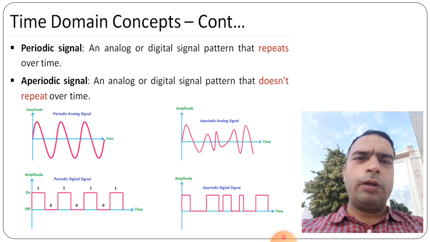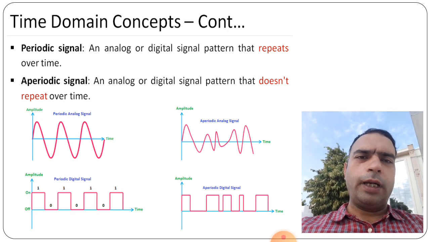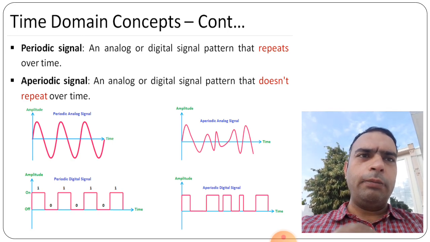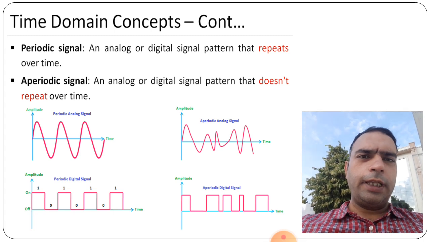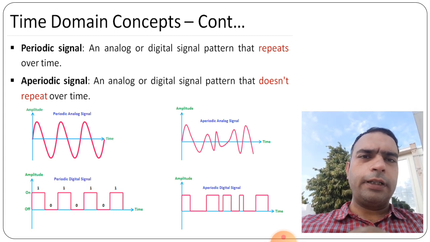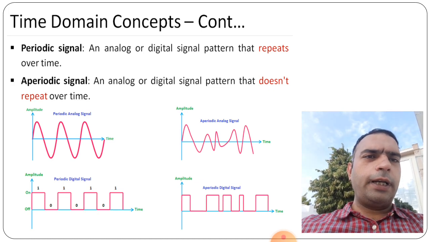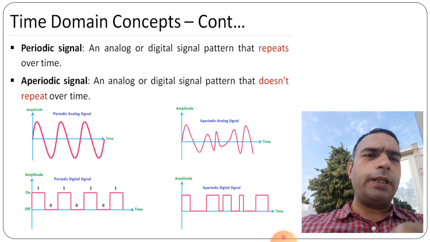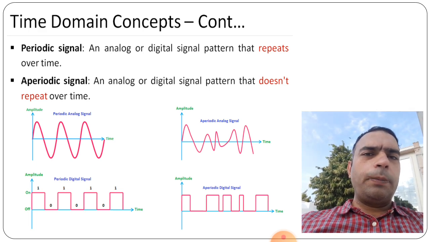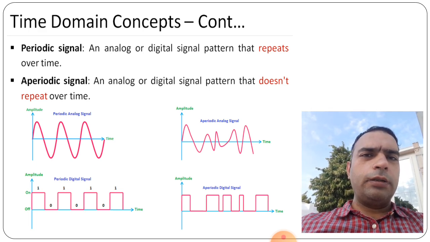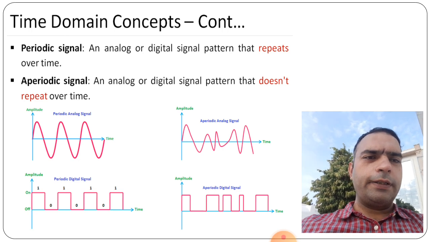In the left side bottom corner, we are able to see the two diagrams that are repeating over time, again and again, the same signals. That's why it is called a periodic analog signal. And on the right side, we are able to see some changes in the signal over time, and they do not repeat over time. So that is the aperiodic signal, we can say.